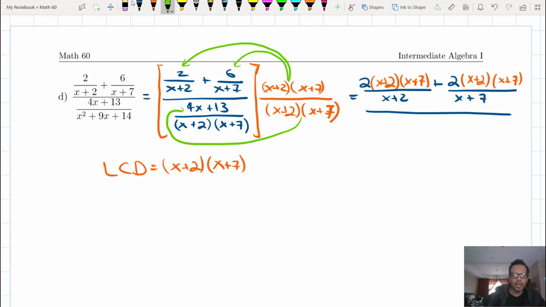Okay, let's divide the whole thing by whatever we get from distributing the LCD with this. And keep in mind, for 4x plus 13, you might want to put those implied or invisible parentheses, so we don't get freaked out about it. Okay, I'm going to keep the same color coding. So in this case, 4x plus 13, that multiplies the quantity x plus 2 times x plus 7.